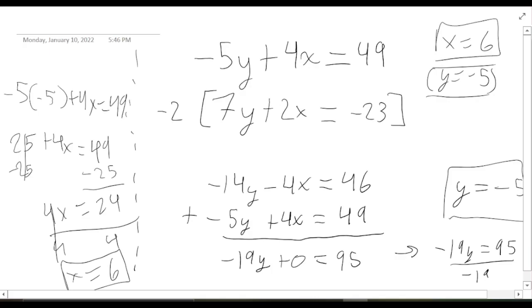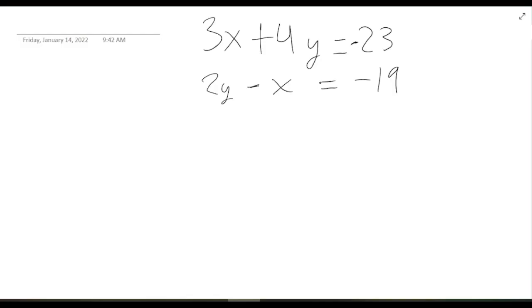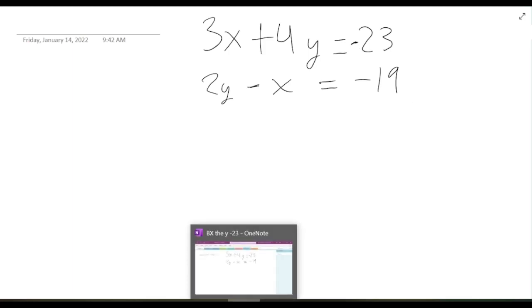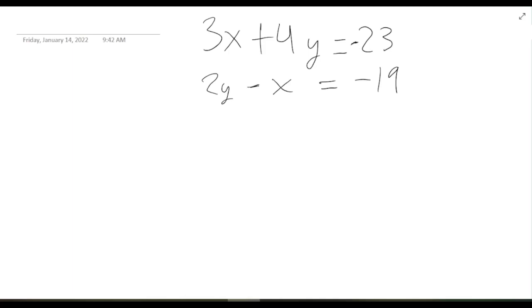Okay, so I want to look at a system of equations where the equations are set up a little bit funky. So we see here that we have 3x plus 4y equals negative 23, and 2y minus x equals negative 19. And we can see that the x's and the y's do not line up. So we have 3x right above 2y, and we have 4y above the negative x. So in a situation like this on a test or a problem, the test makers or whoever is designing the problem simply just wants to trick you. They just want to add an extra step to kind of confuse you and throw you off.